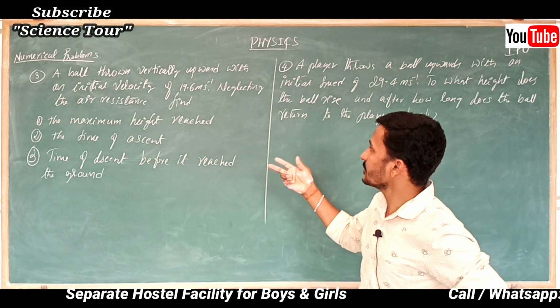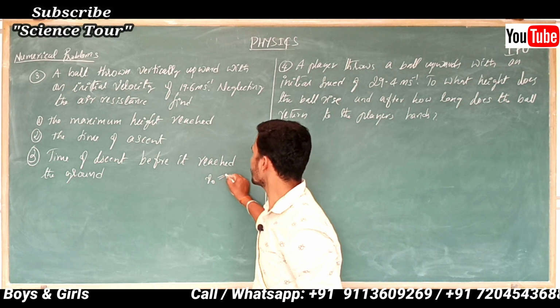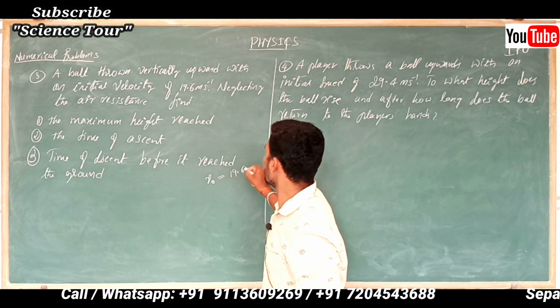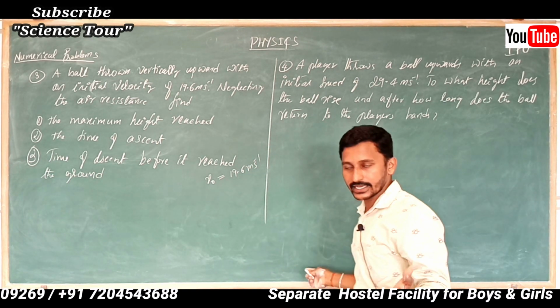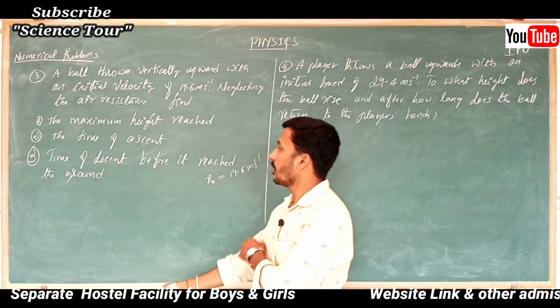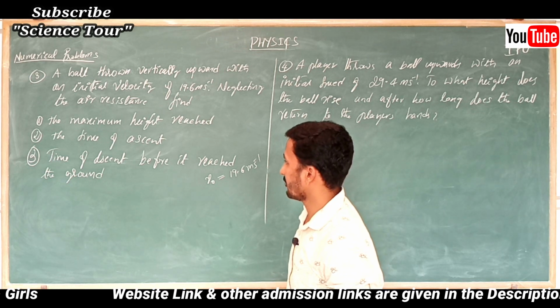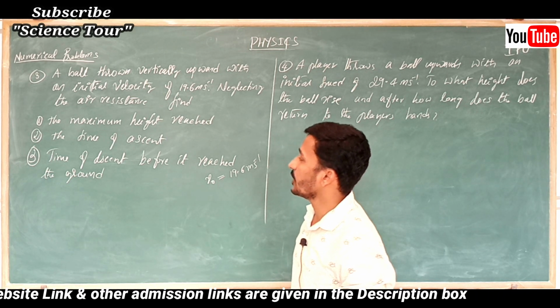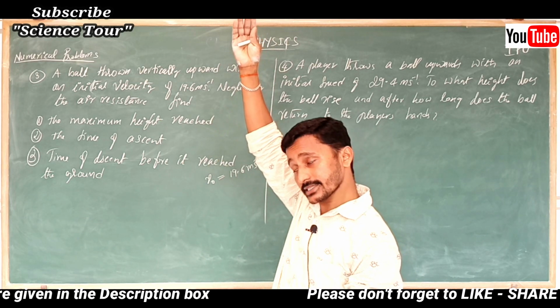So what is the maximum velocity you are given? The velocity you are given here is only how much? V naught is equal to 19.6 meter per second. Neglecting the air resistance, you have to find out the maximum height reached by the ball.